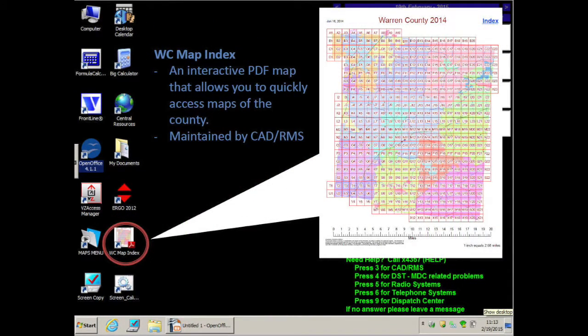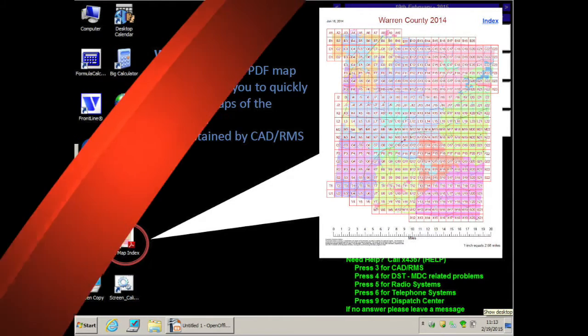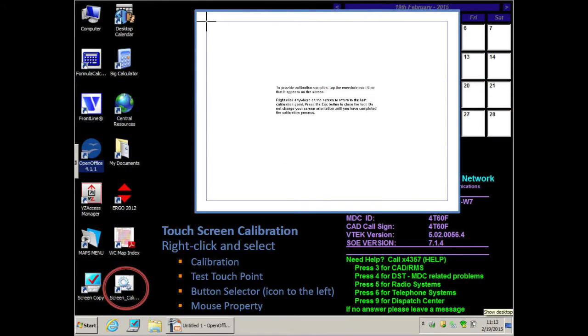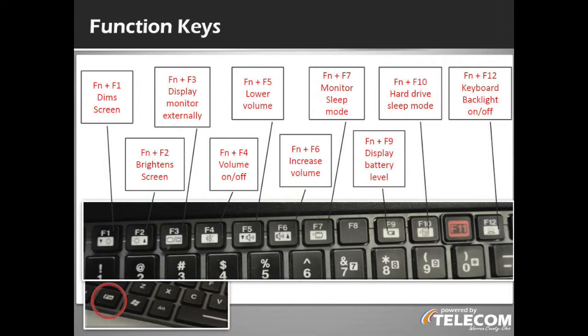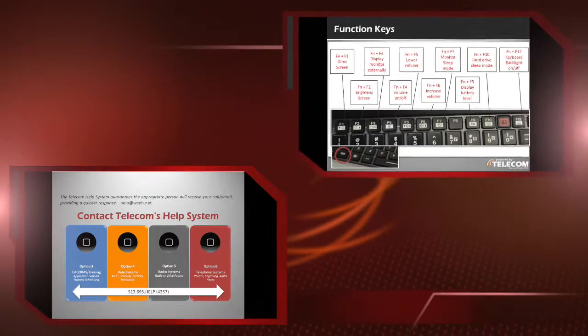It is updated every spring and includes hyperlinked cells referenced by dispatchers so that you can zoom in to small regions of the county to view streets, waterways, and hydrants. Screen calibration walks you through the realignment of your touchscreen, ensuring that where you press is what's activated. And finally, function keys are all active except for F11, which is not linked to your emergency button. They control standard shortcuts such as screen brightness, volume, and keyboard backlight.